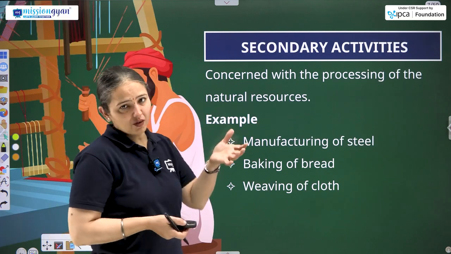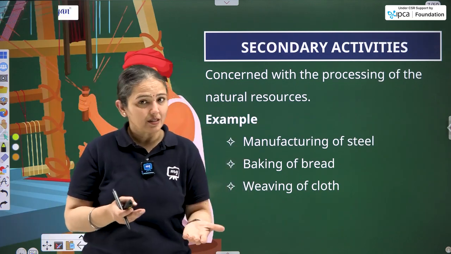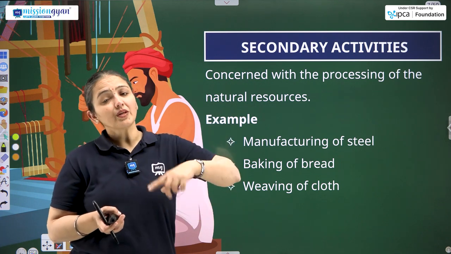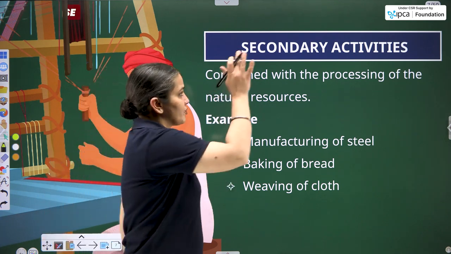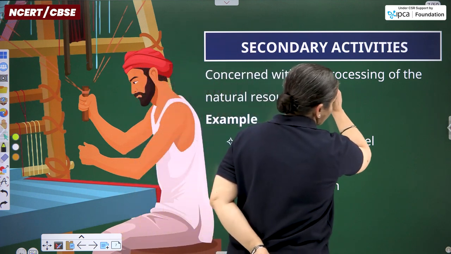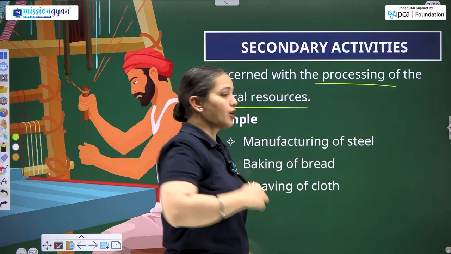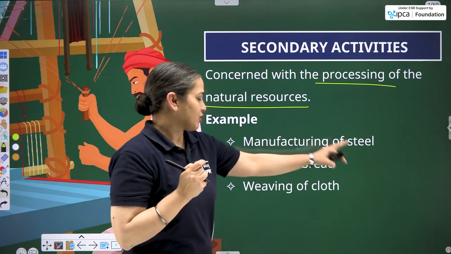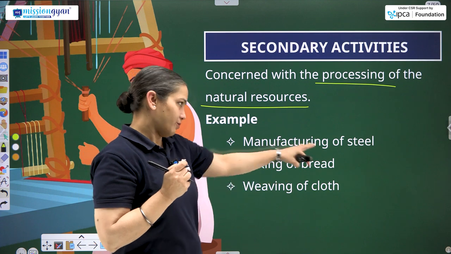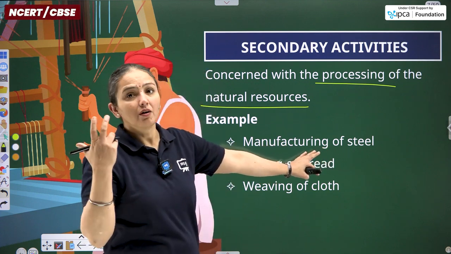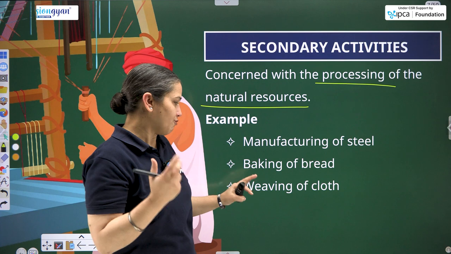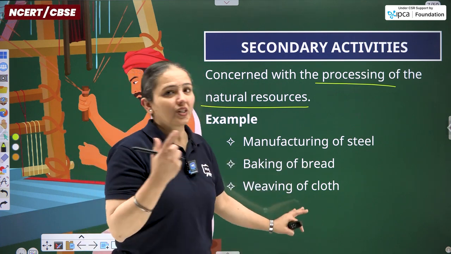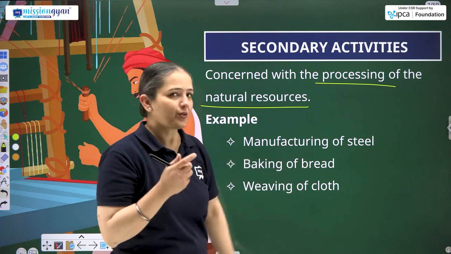The next is the secondary activity, where manufacturing is done with the help of the raw materials extracted or obtained from the primary activities. So secondary activities are concerned with the processing of natural resources within the manufacturing process. For example, manufacturing of steel with the help of raw minerals, baking of bread with the help of wheat, weaving of cloth with the help of wool. So we are extracting these three from different fields.